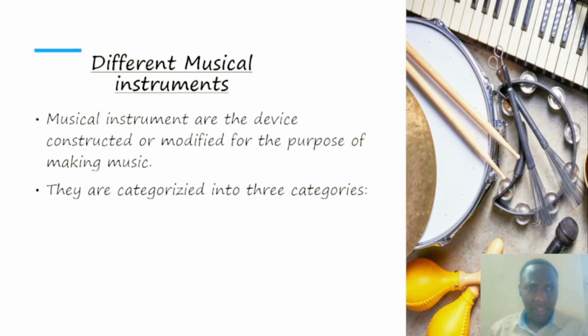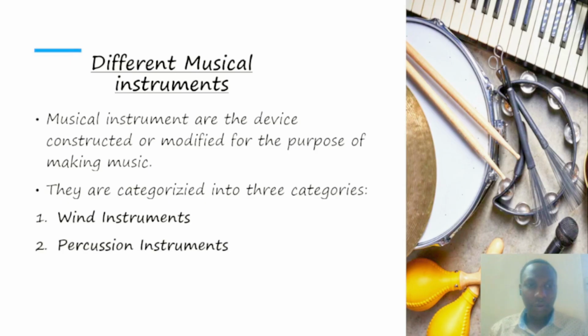Now, these musical instruments can be categorized into three categories. The first one is the wind instruments. Then there are the percussion instruments, and last but not least, the string instruments. So all these three are just the simple categories of musical instruments. Now we'll be discussing them one by one, starting with the first one, the wind instruments.